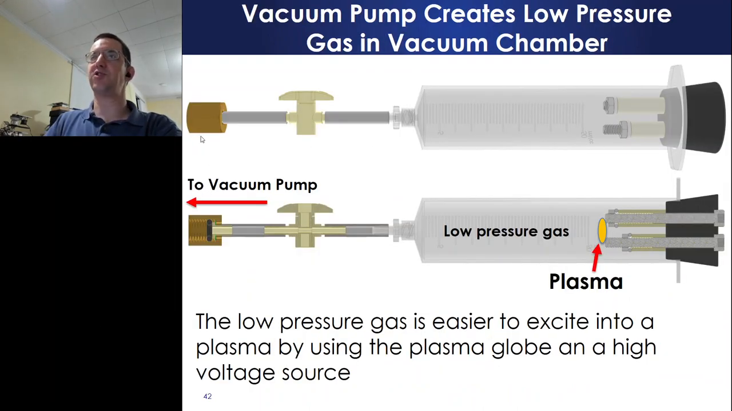After connecting your vacuum chamber to your vacuum pump by means of the vacuum hose, the vacuum pump will evacuate gas from the inside of your chamber. This reduces the gas density. Therefore, electrons will travel further before colliding with a neutral gas atom. This makes the lower pressure gas easier and easier to ionize as the pressure decreases.